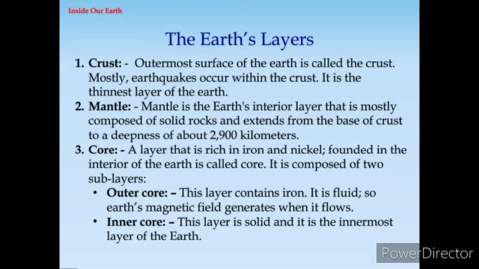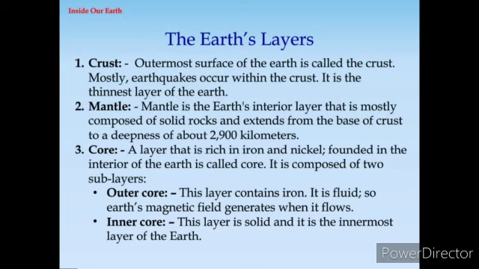The next one is mantle. Mantle is the earth's interior layer that is mostly composed of solid rocks and extends from the base of the crust to a depth of about 2900 kilometers. The third one is core, a layer that is rich in iron and nickel found in the interior of the earth. It is composed of two sublayers.